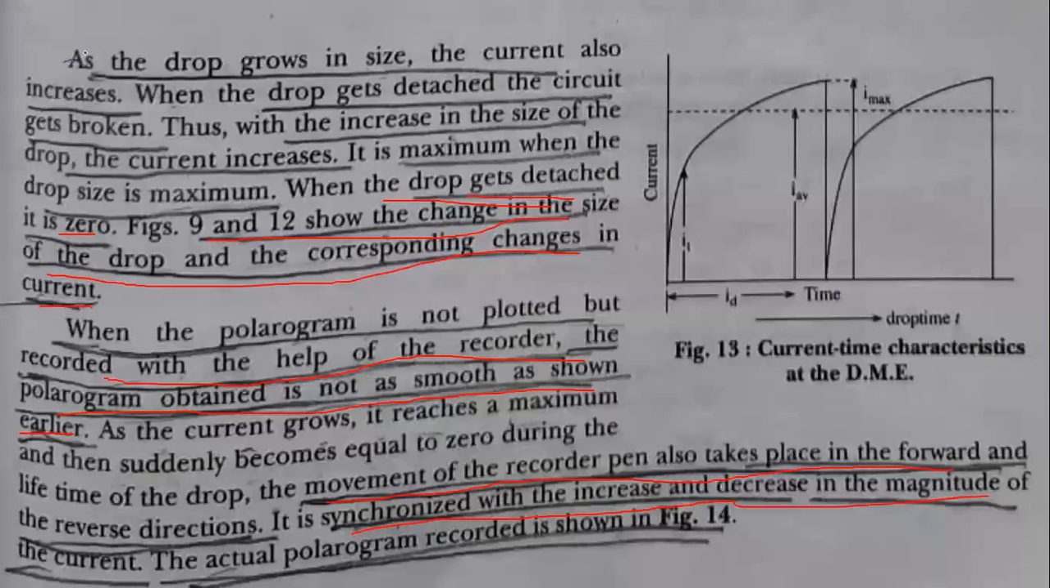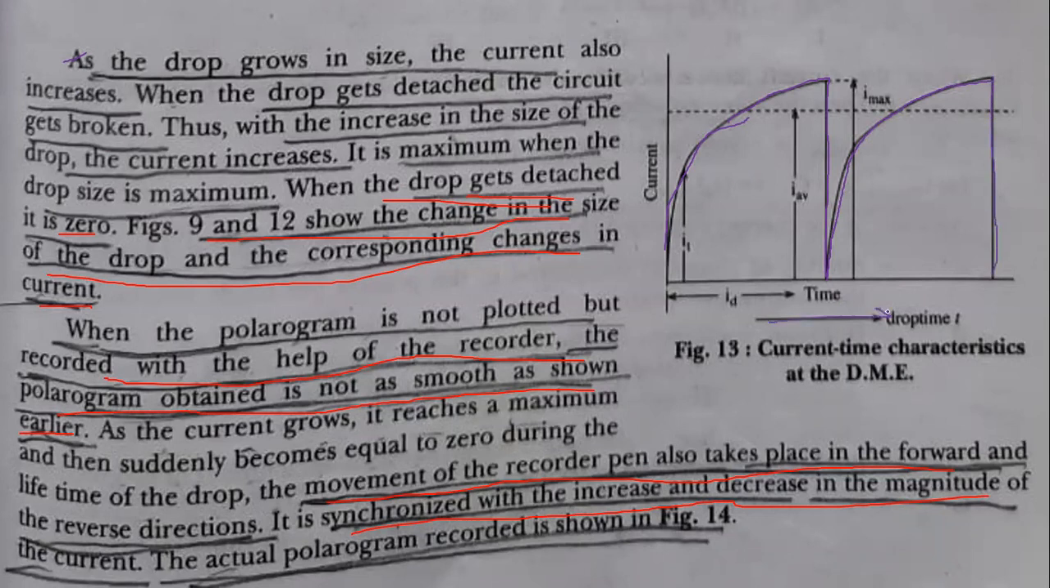As the drop grows in size, the current also increases. And when the drop detaches from the capillary, the current quickly falls. Again, a new life cycle begins. Again, drops start to form and grow in size, so the current increases, and again the drop detaches from the capillary. In this way, this is a continuous process.